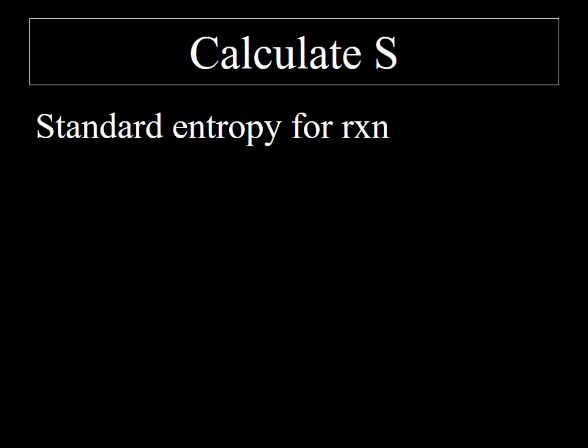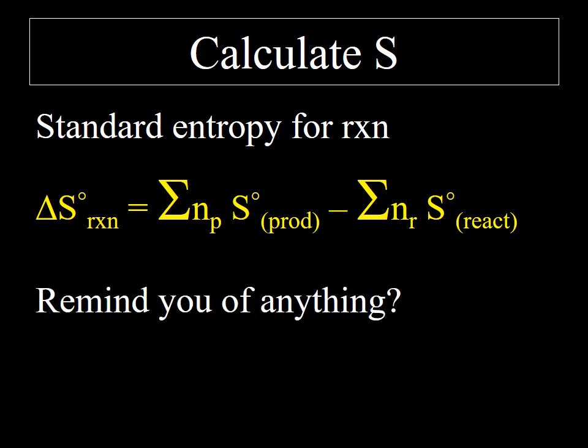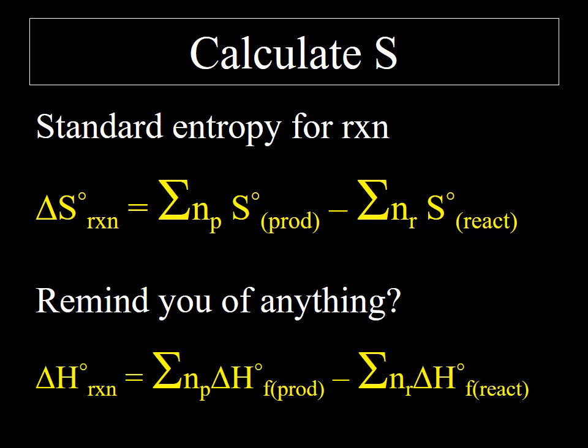So to calculate the standard entropy for a reaction, here's the formula. This formula is on your constants and formula sheet, and it should look familiar to you. It should remind you of another formula you've already used, because you used something very similar for enthalpy. And notice the difference here is that for entropy S, it just says S, but for enthalpy H, it says delta H.